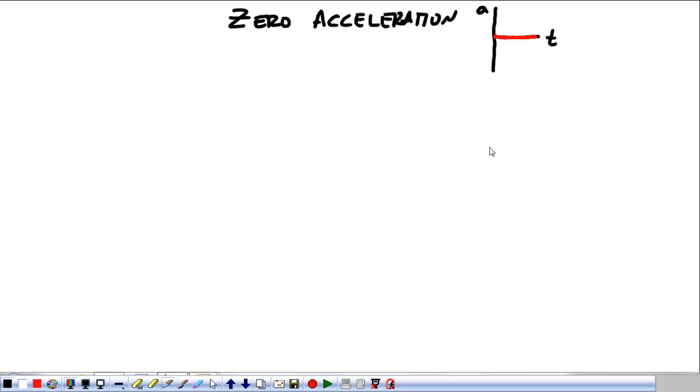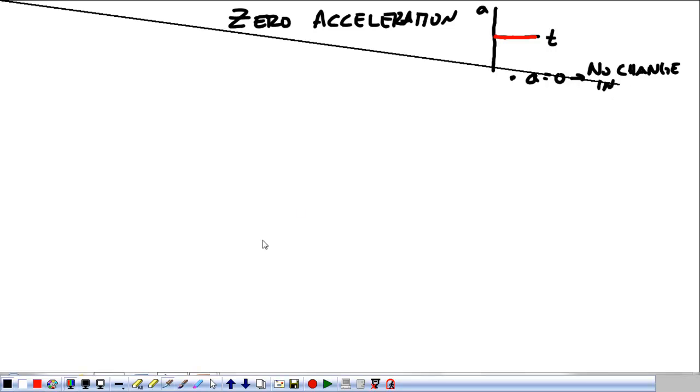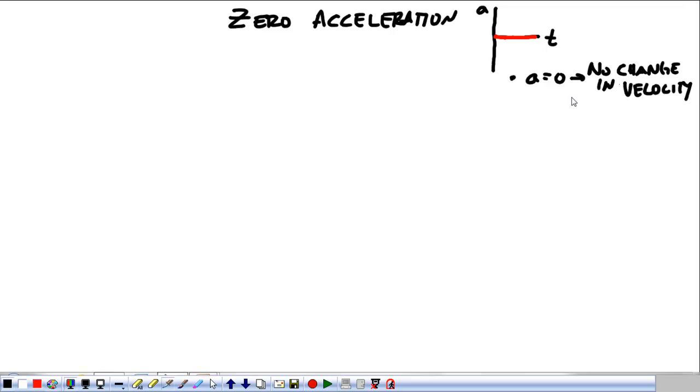Now, before we even start talking about the velocity graph, acceleration equals 0 tells me that I have no change in my velocity. The acceleration is the change in velocity over the change in time, and if acceleration is 0, then the change in velocity is equal to 0. That means I have a constant velocity.